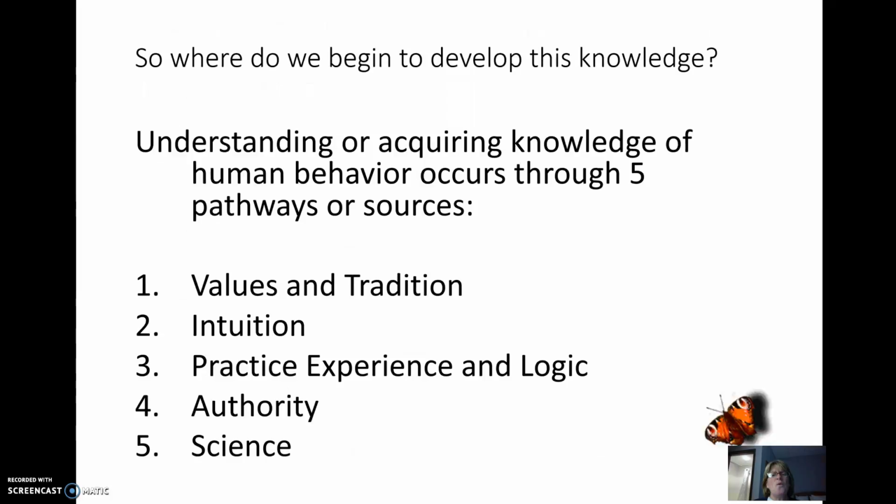Now, how do we know all these things that we know? How do we gain that knowledge? Well, there are many different ways to do that. I want to share with you 5, but your textbook adds in a couple of different ones as well. So please take those into consideration as well. So the 5 pathways that I'm going to talk about are values and tradition, intuition, practice, experience and logic, authority, and science. So let's look at tradition first.